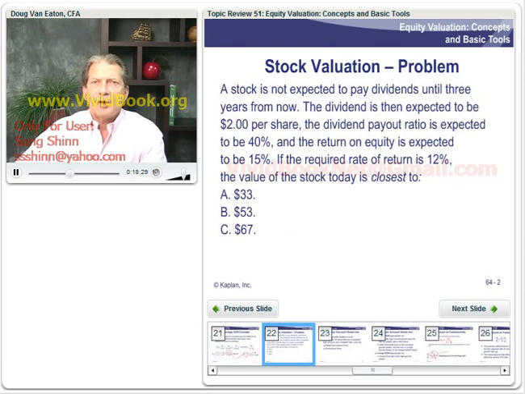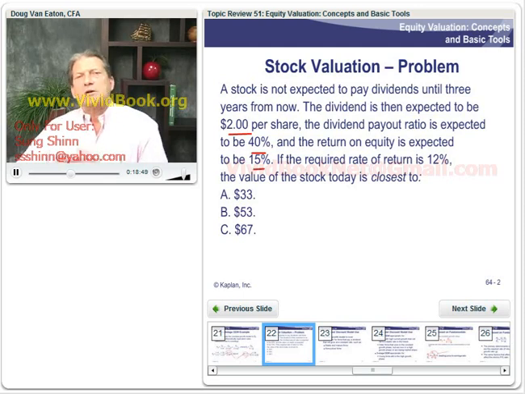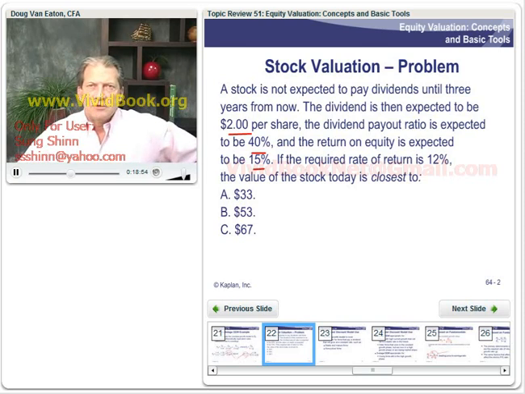Let's look at a problem on valuation. We've got a stock not expected to pay dividends until 3 years from now. The dividend's expected to be $2 a share. The dividend payout ratio is expected to be 40%, and the return on equity is expected to be 15%. So we've got our pieces to calculate G. That should become second nature to you. Our required rate of return is 12%. So we need to value that stock today. Well, let's go through the steps here and see if we can get to that right answer of 53.